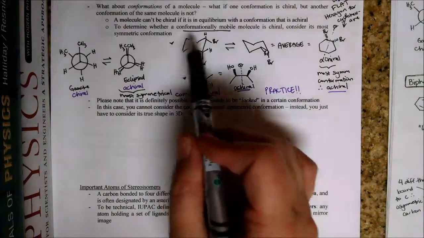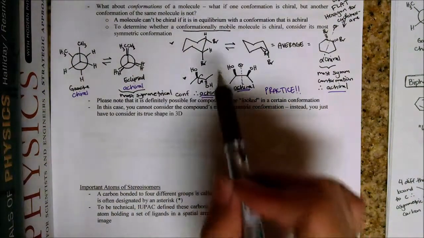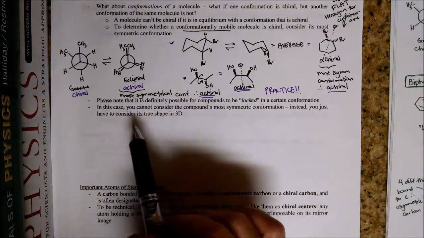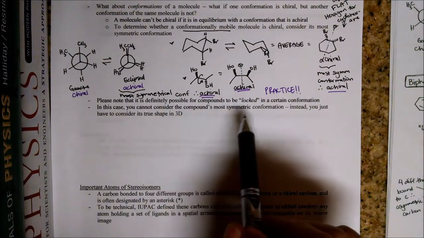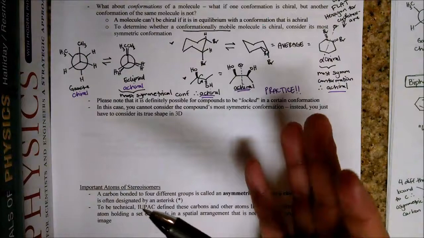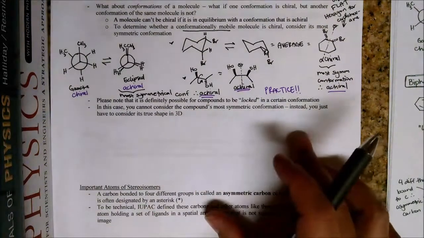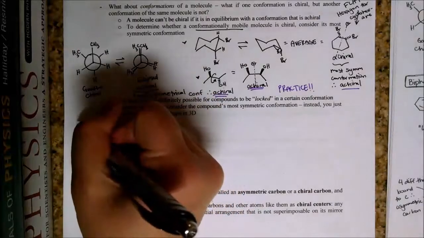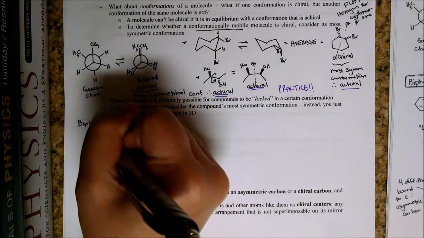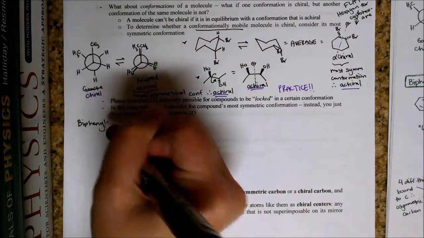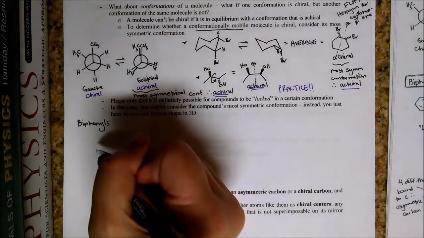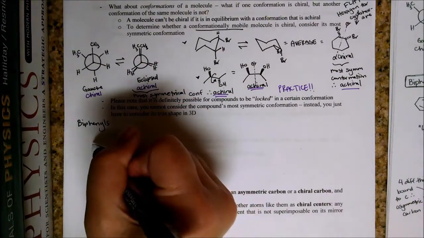It can be locked. Again, these are conformationally mobile, all of these, but they can be locked, okay? In this case, you cannot consider the compound's most symmetric conformation, because it can't get there. It's locked. Instead, you must consider its true shape in 3D. For example, there are these compounds called biphenyls, which kind of look like this.